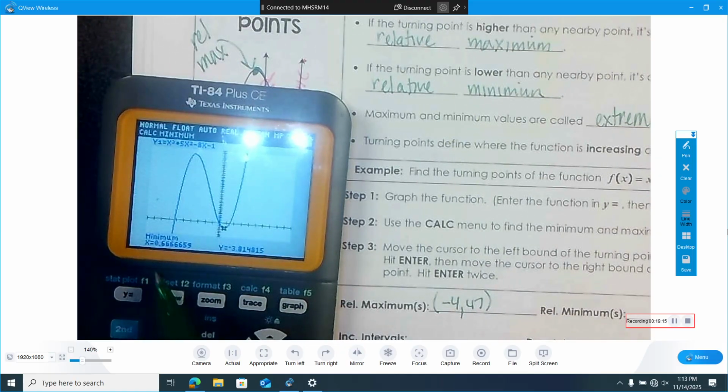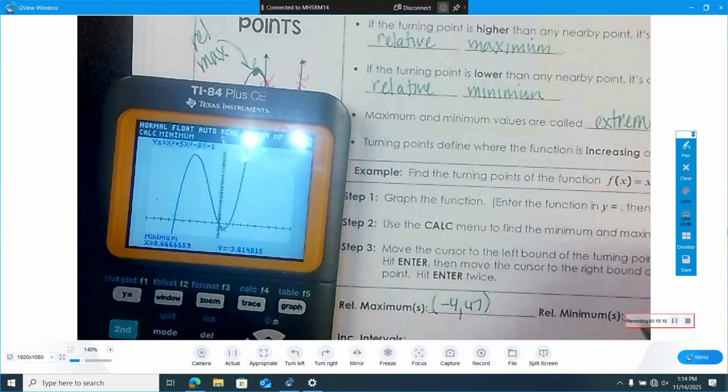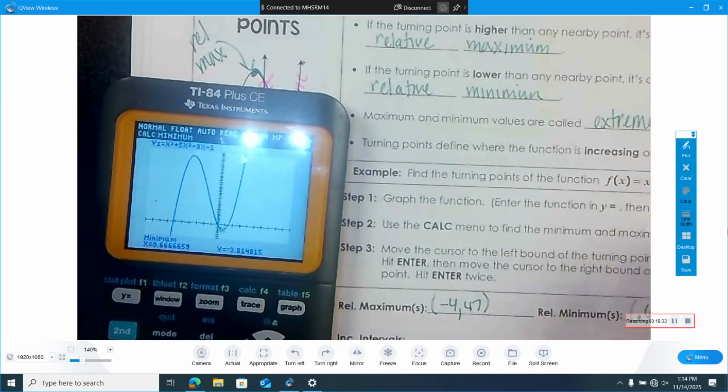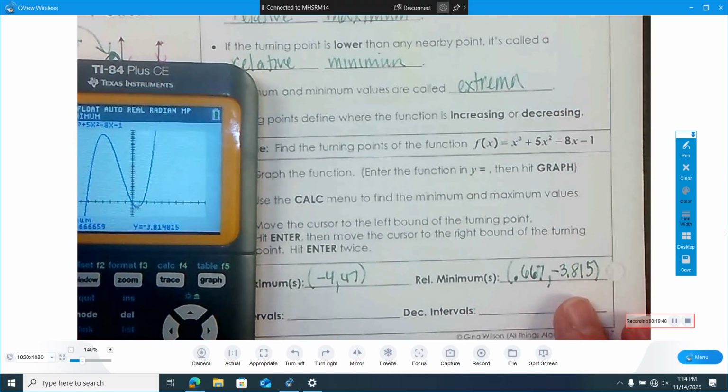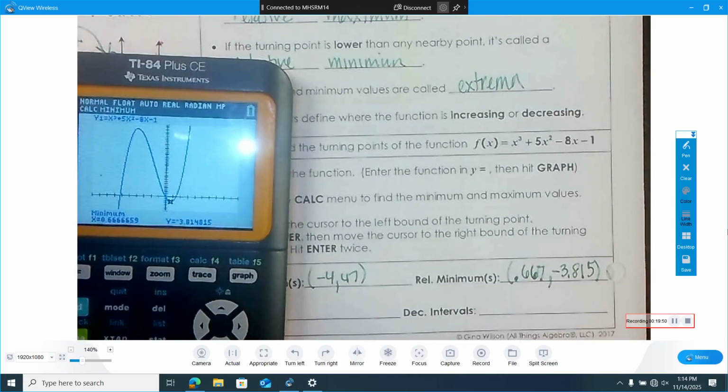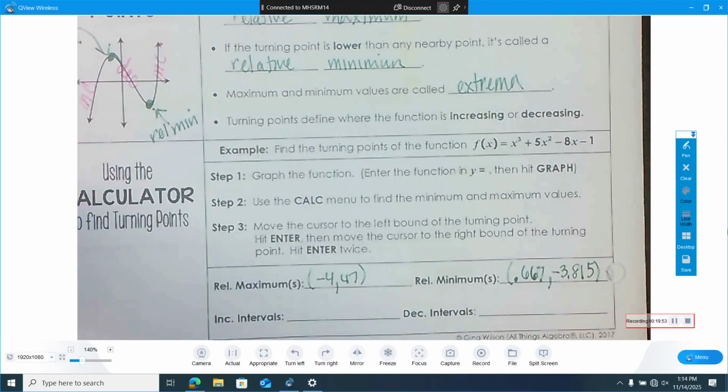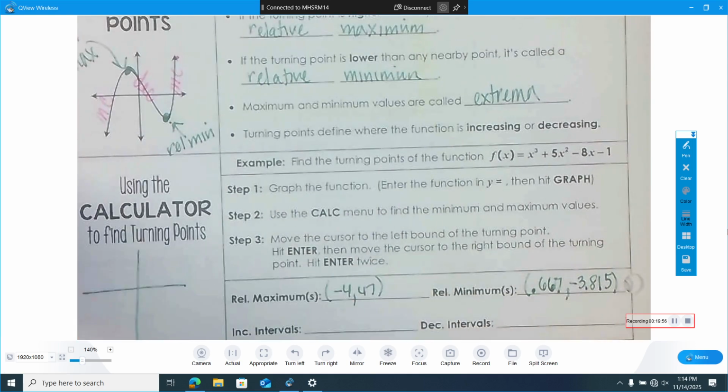This minimum is 0.666, negative 3.81. I'll give it a 5. All right, I'll do 0.667. So I'm just going to tell you guys right now, because most of you are juniors, so you're going to have me next year. Three decimal places. Always. All right. So three decimal places is great. 0.667 and negative 3.185.